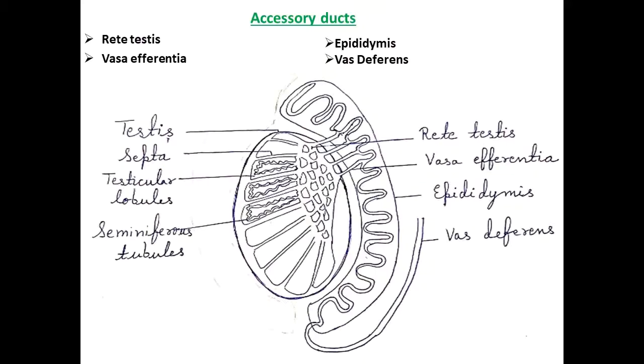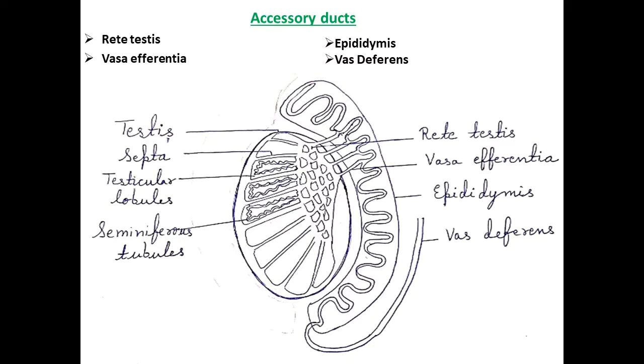Next is accessory ducts which are associated with the testes, and these ducts help in storage and transport of sperms from the testes to the outside through the urethra, which opens at the tip of the penis. These accessory ducts are Rete testis, Vasa efferentia, Epididymis and Vas deferens.